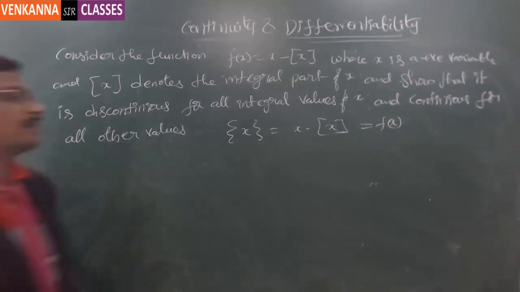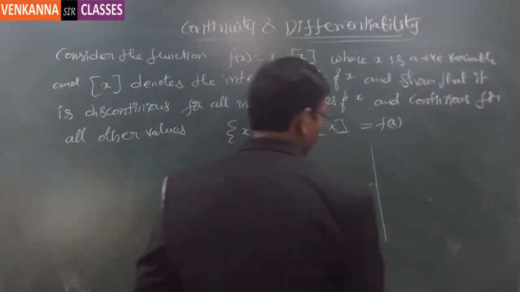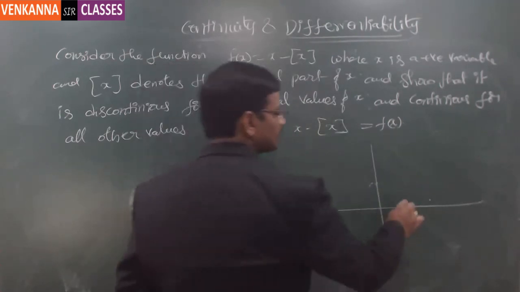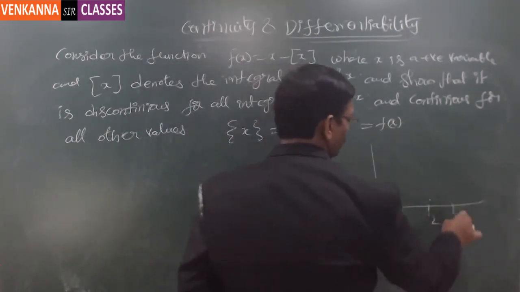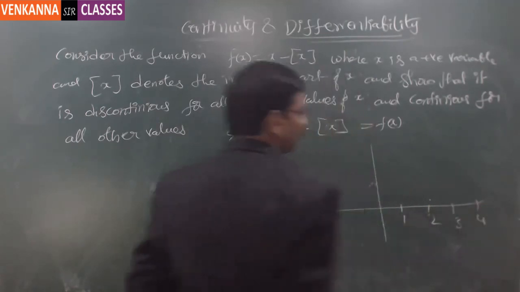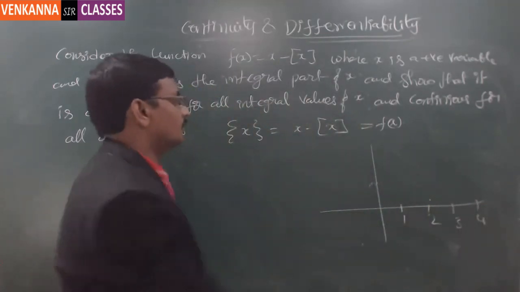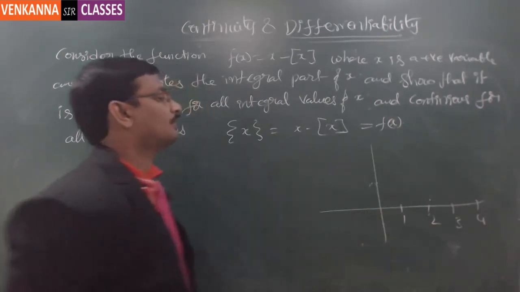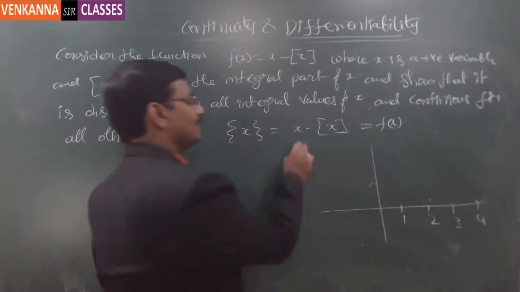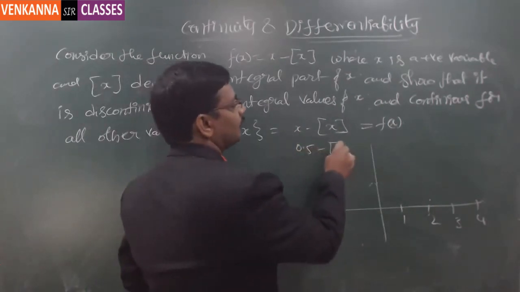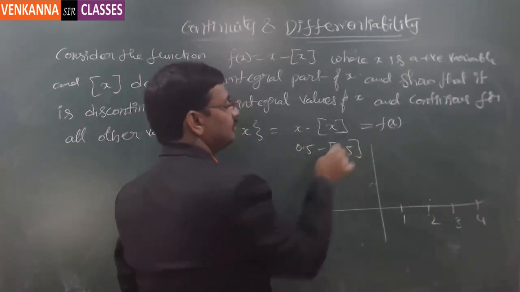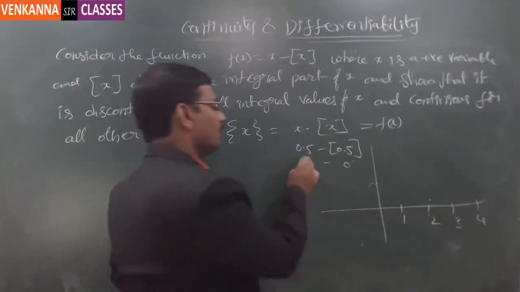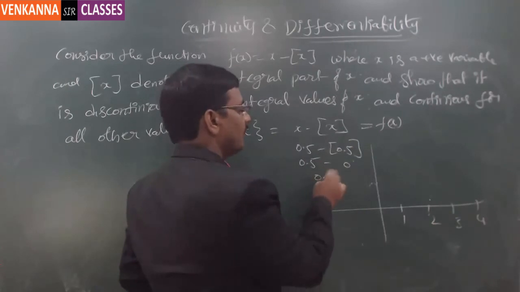I will give the graphical approach. From that you will be able to make out that this is a step x graph. If you take 1, 2, 3, 4, so 4 intervals I have taken. Now x minus step x. Suppose let us say x is equal to 0.5. Then 0.5 minus step of 0.5. Step of 0.5 will be 0 because that is the integral part of it. So 0.5 minus 0 is nothing but 0.5.